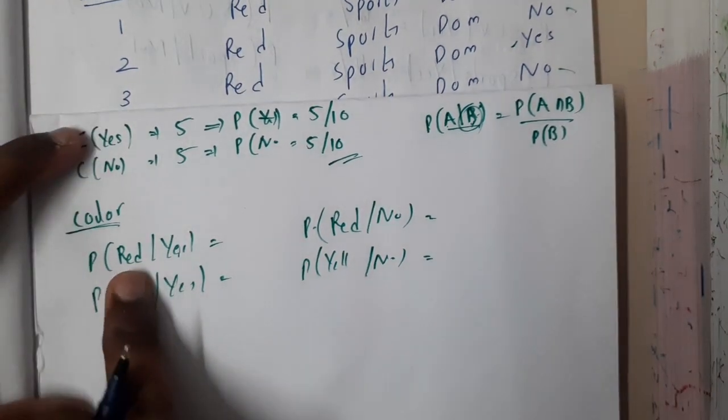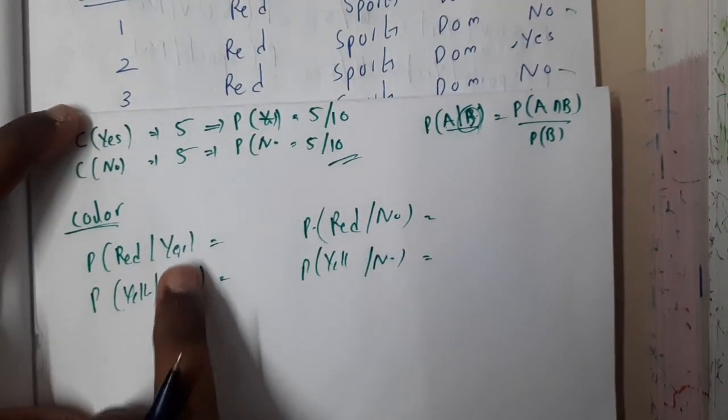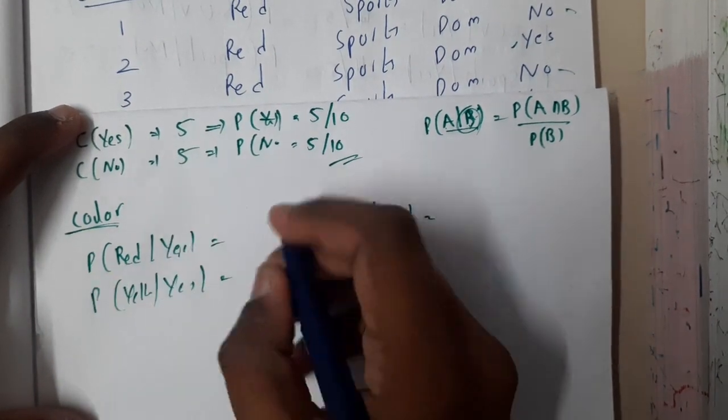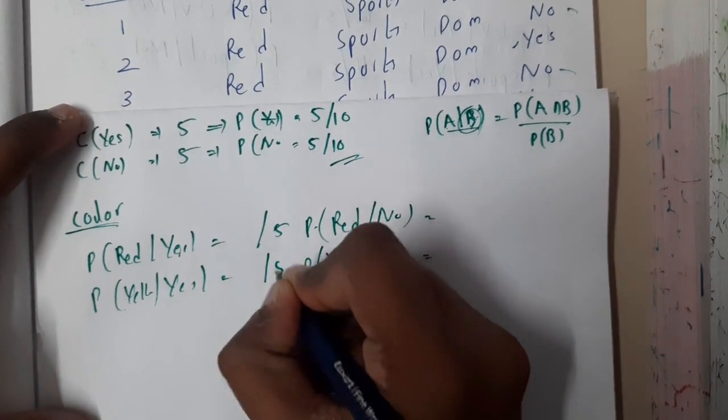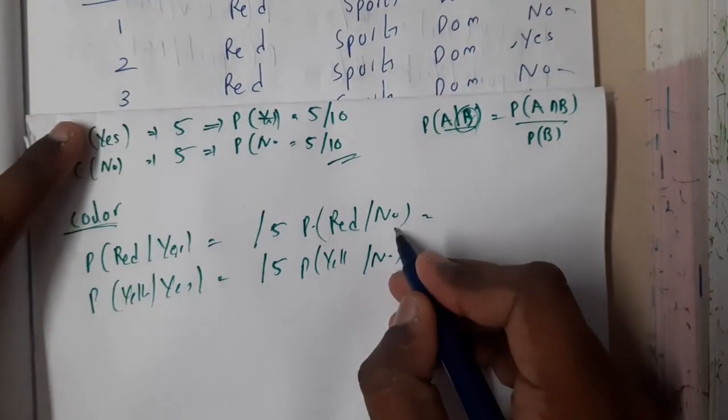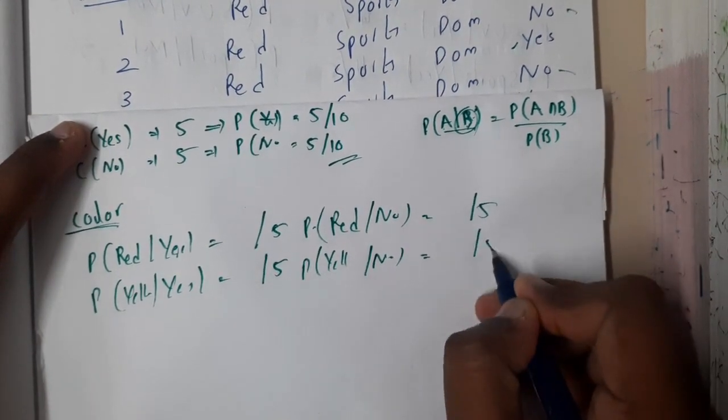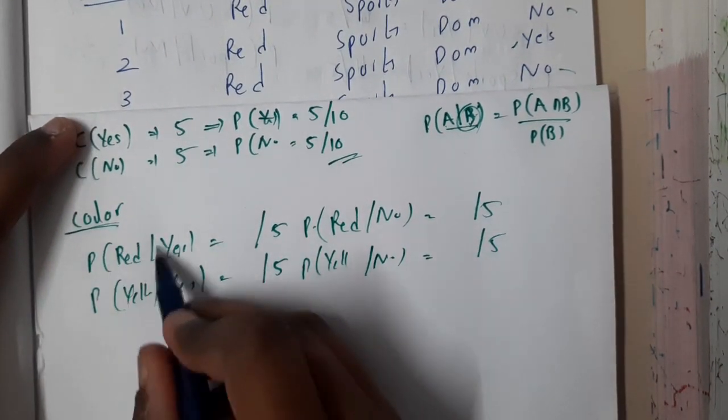So the first thing that you will be doing is to count how many yes are there. We have 5, so write that in the denominator. Done? Okay, how many no's are there? Write that in the denominator as well. Done? So now we are checking for red and yes.